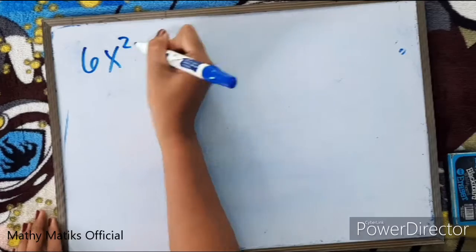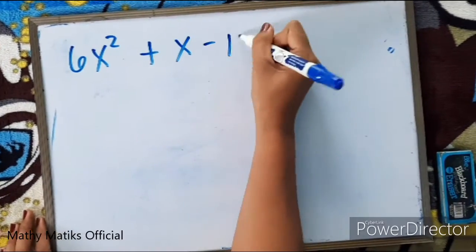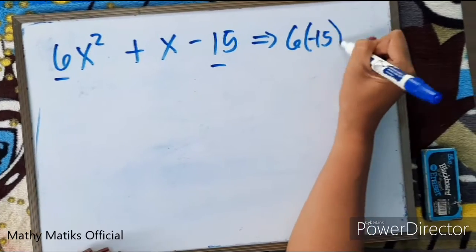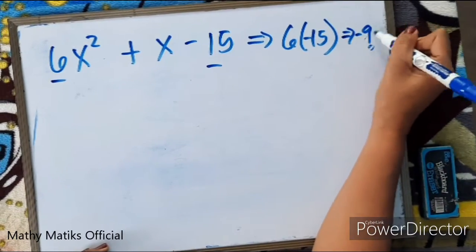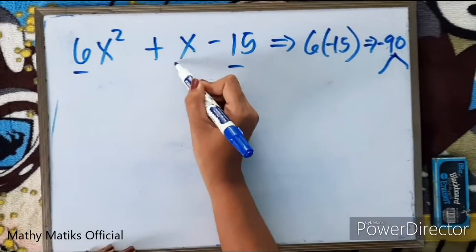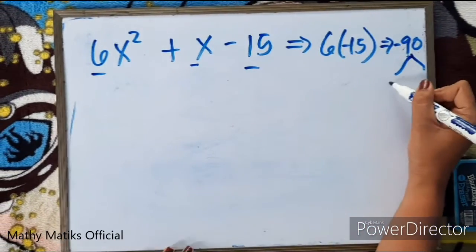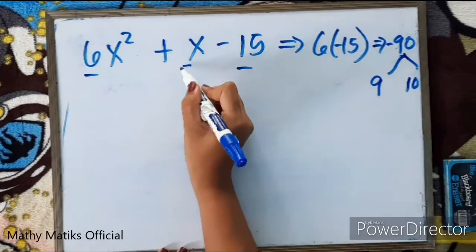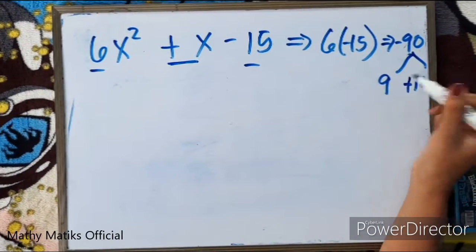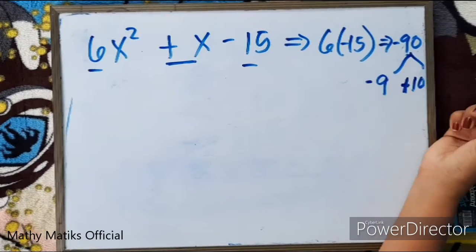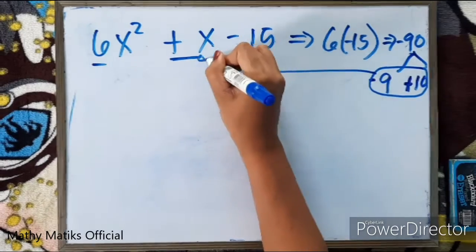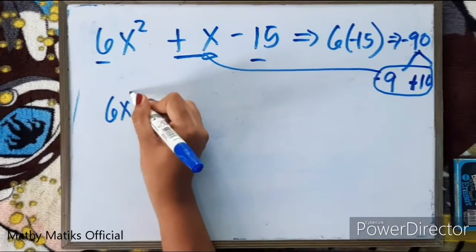Next up, we have 6x squared plus x minus 15. We multiply 6 to our constant, negative 15. So the answer is negative 90. Then, get the possible factors of negative 90 which, when added, equal 1, or 1x. So we have 9 and 10. Since our middle term is positive, the bigger number of our factors is the positive one. So here 10 is positive and 9 is negative.